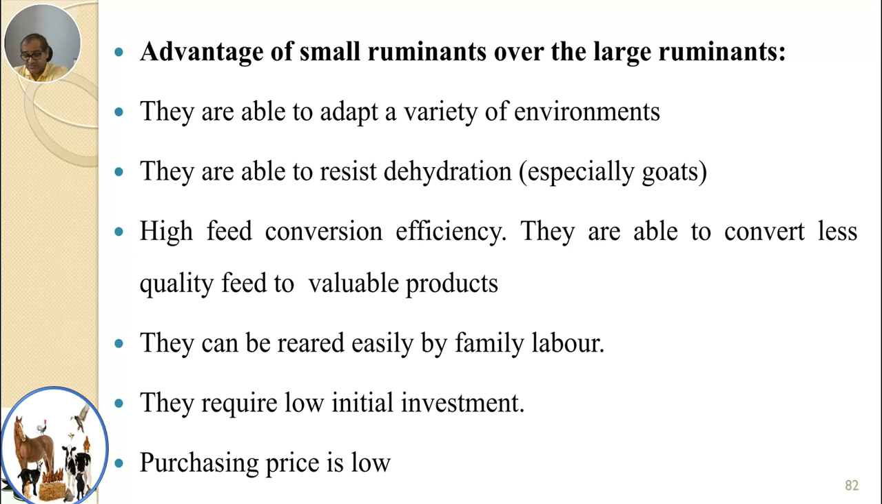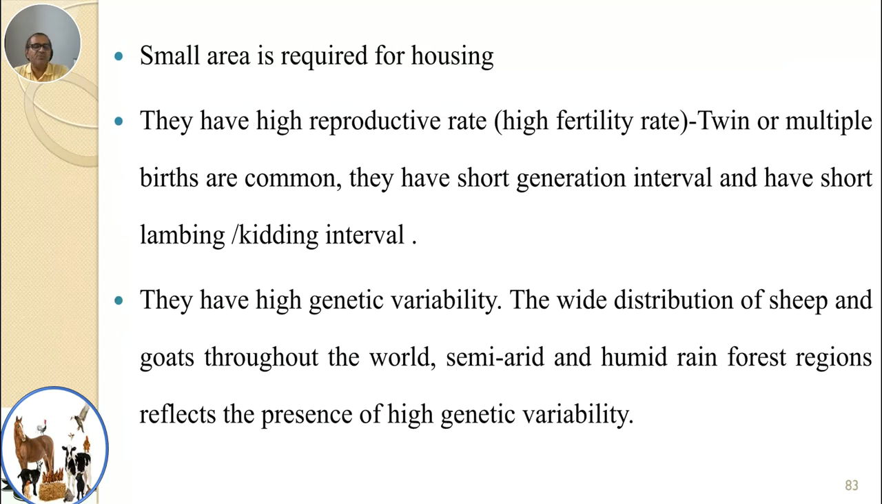The purchasing price is also low, whereas the selling price is high. Hence, small ruminant husbandry is more advantageous for getting fast income. A very small area is enough for housing these animals, and they have a high reproductive rate when compared to cattle or the large ruminants.